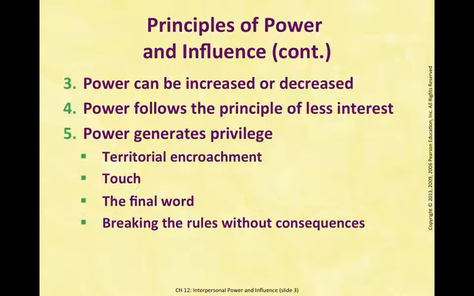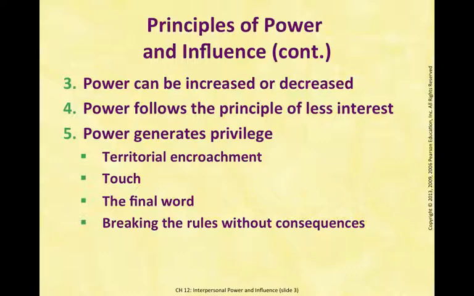The fourth principle is that power follows the principle of less interest. And I know that's a little confusing, but what it means is the person with less vested interest in the relationship has more power. So if one person would be devastated if the relationship ended, they're going to have less power, especially if the other person is like, I like this person, but if things came to an end, it would be okay. The person that has that attitude of, well, if it comes to an end, that will be okay, they're going to have more power because they're less dependent on the rewards and the punishments that the other person will give.